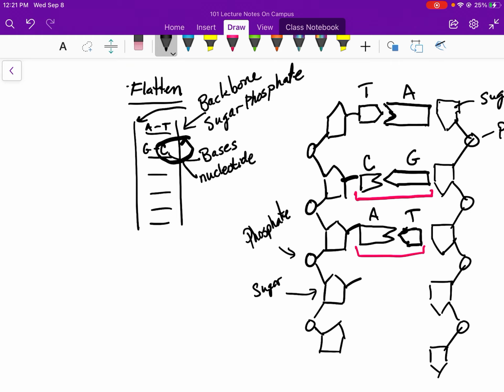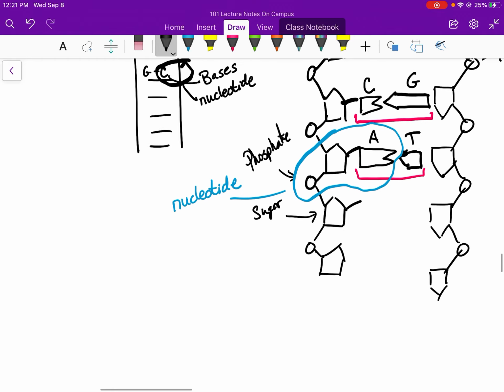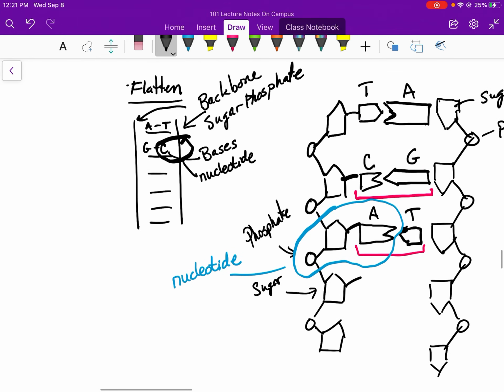So this whole structure is called a nucleotide. So if I were to take a blue line and just draw around this, you get a piece of the base, a piece of the sugar and the phosphate. Sugar, phosphate, and a base all go together to make a nucleotide, so I'll label that. Now, that makes it inevitable that if you have one side of this, as you can see, you can easily fill in the other side.